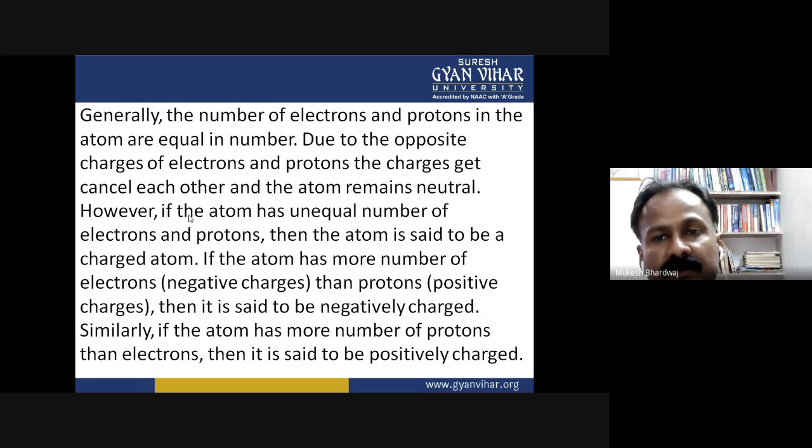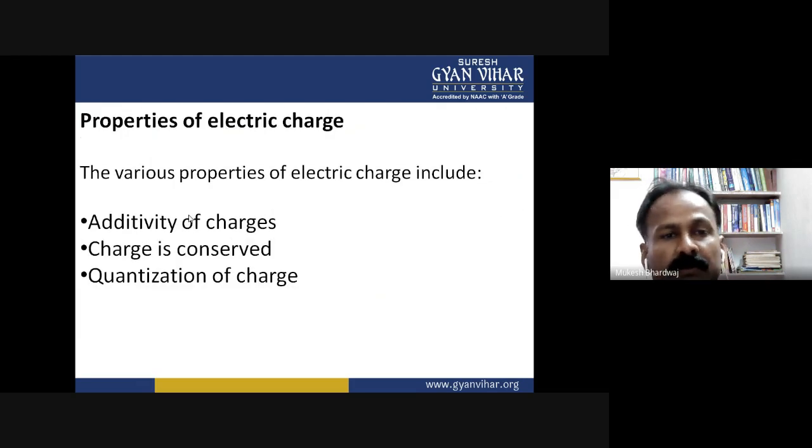Generally, the numbers of electrons and protons in an atom are equal. Due to the opposite charges of electrons and protons, the charges cancel each other and the atom remains neutral. However, if the atom has an unequal number of electrons and protons, then the atom is said to be a charged atom. If the atom has more electrons (negative charge) than protons (positive charge), then it is said to be negatively charged. Similarly, if the atom has more protons than electrons, then it is said to be positively charged. Now, these are just some properties of electric charge.